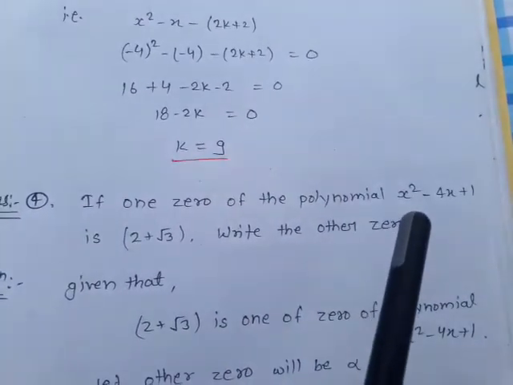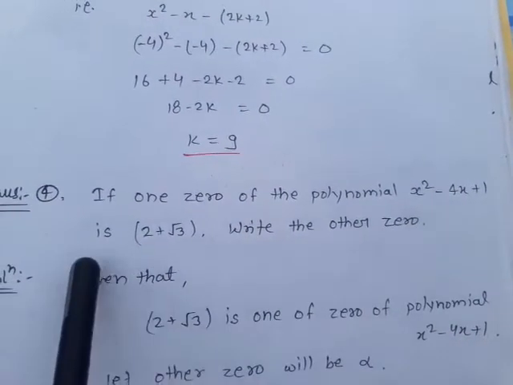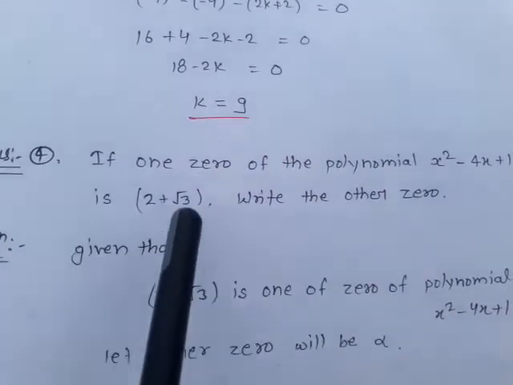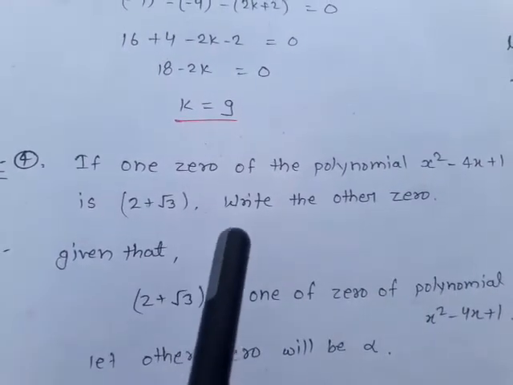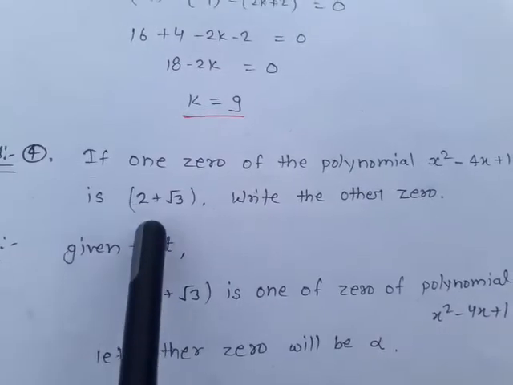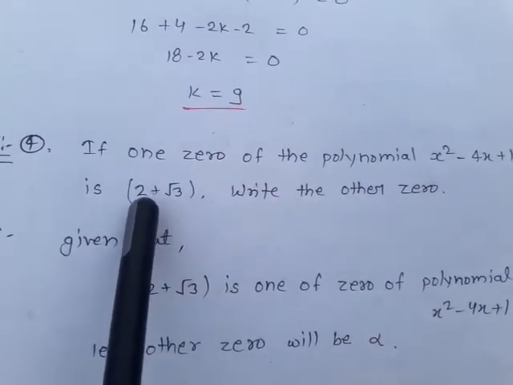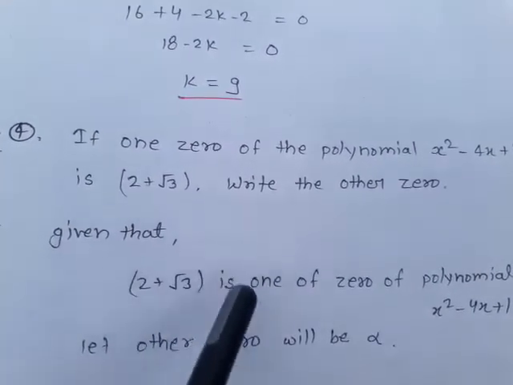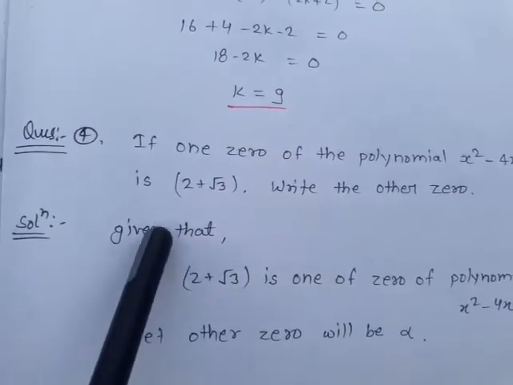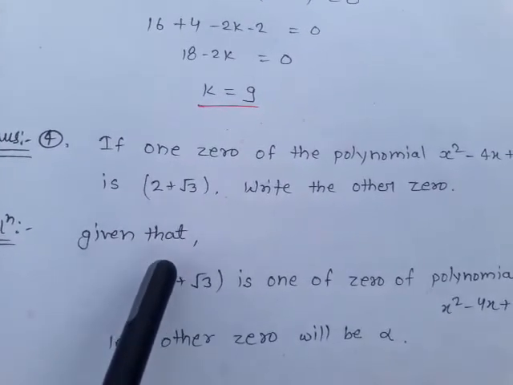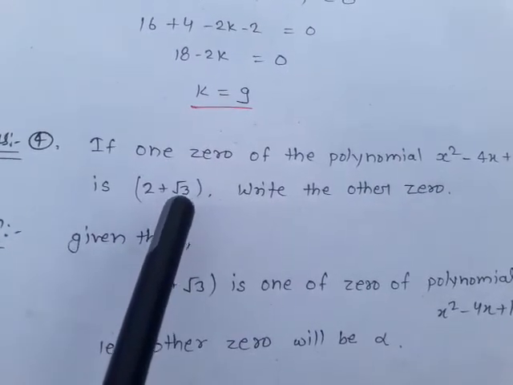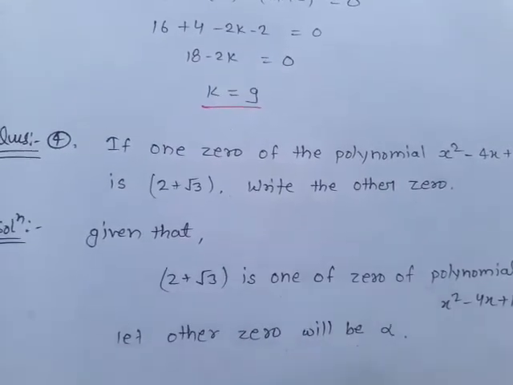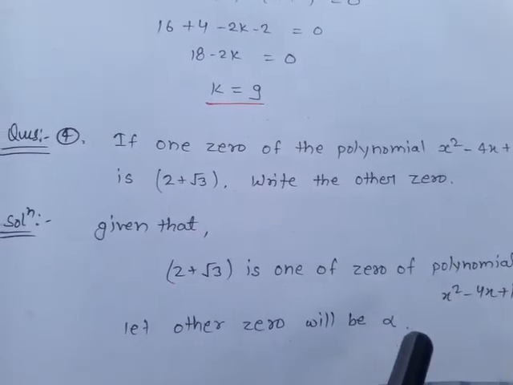If one zero of the polynomial x square minus 4x plus 1 is 2 plus root 3, write the other zero. If this question is given in an MCQ, we can find this easily. 2 plus root 3 is given, and this is the irrational form, so it converts to 2 minus root 3. For solving this stepwise, the solution is given. First of all, you write the given: in this question 2 plus root 3 is one of the zeros of the polynomial x square minus 4x plus 1, and we assume the other zero as alpha.